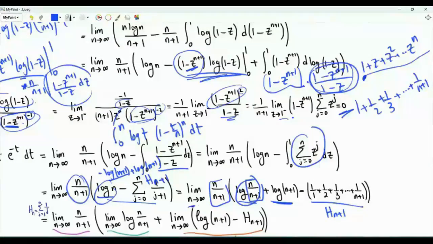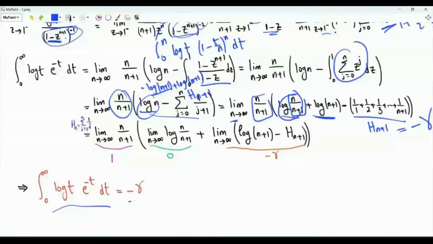We are left with the limit as n tends to infinity of the logarithm of n plus 1 minus H_(n+1). By definition, this is the negative of the Euler-Mascheroni constant. This is minus gamma. This integral here is equal to minus gamma.